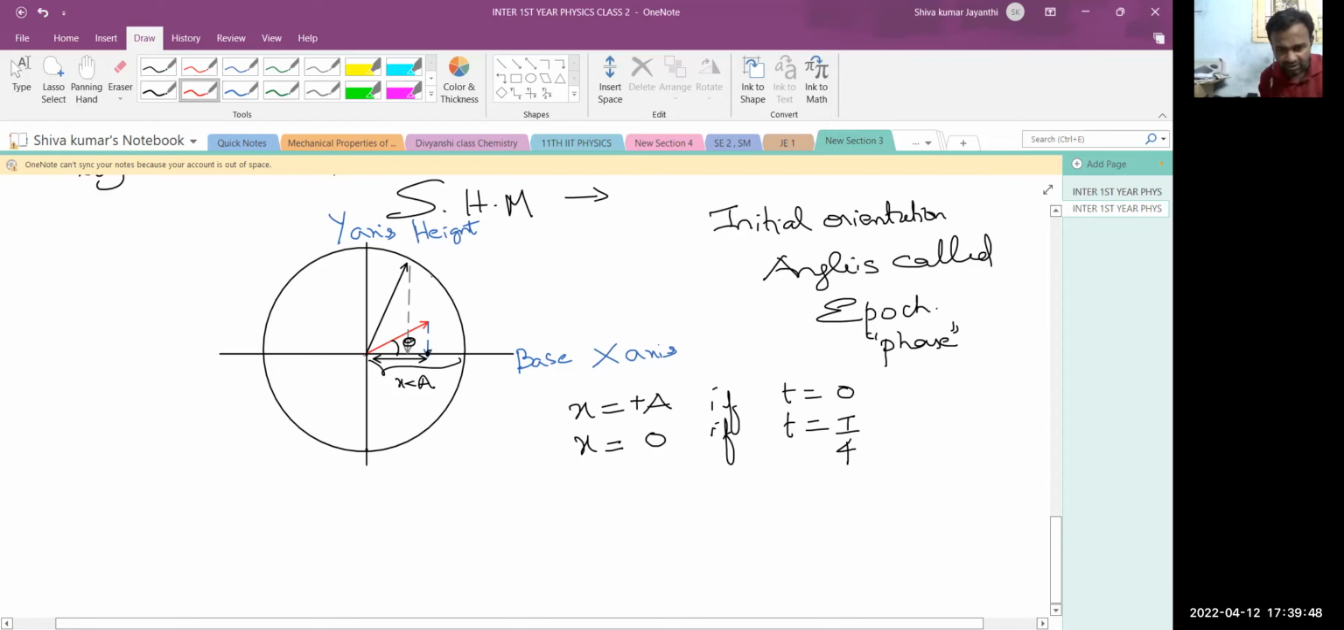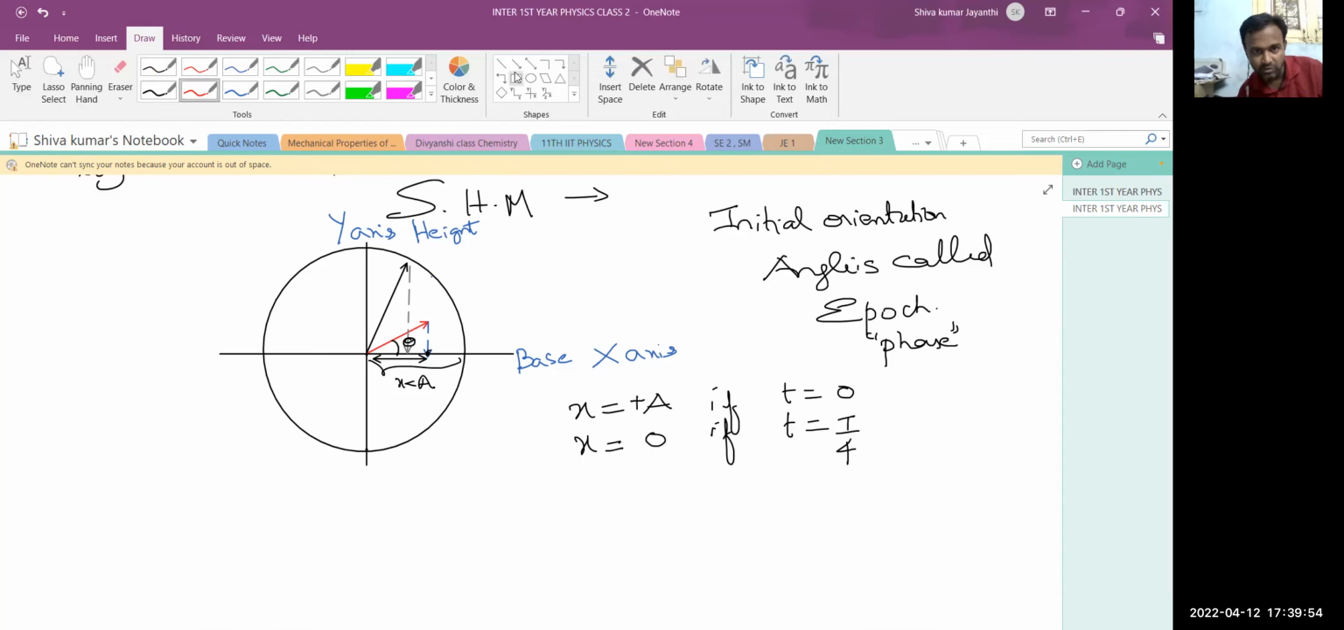Similarly, when it rotates and it comes here, I will draw all cases for you. Now this is the case. It's rotating like this. This is minus a, no? Then this is again 0. Do you get it? So this is x equal to 0. Now tell me, this is t equal to 0.